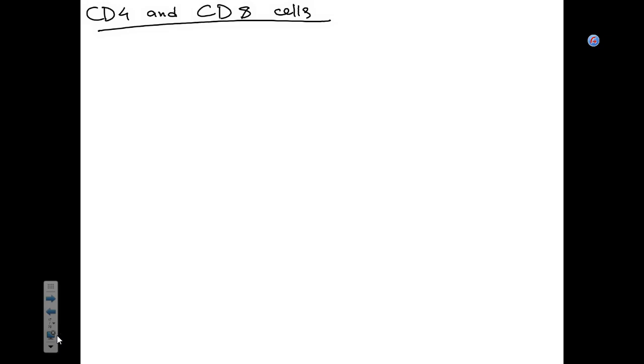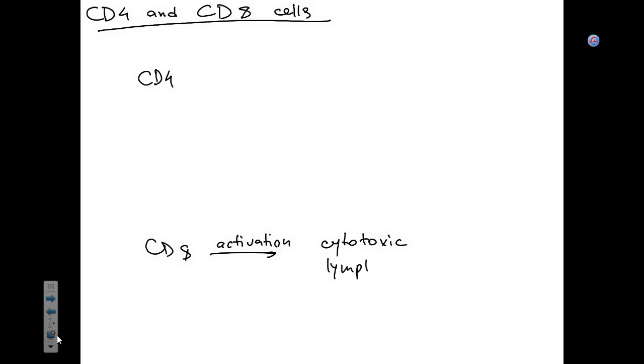So when the CD4 and CD8 cells get activated, we're going to start with CD8 because that's simple. Activation leads to CD8 cells becoming cytotoxic lymphocytes. Often when people say CD8 cells, they directly refer to cytotoxic lymphocytes. The acronym for them is CTL, or in jargon, T killers.